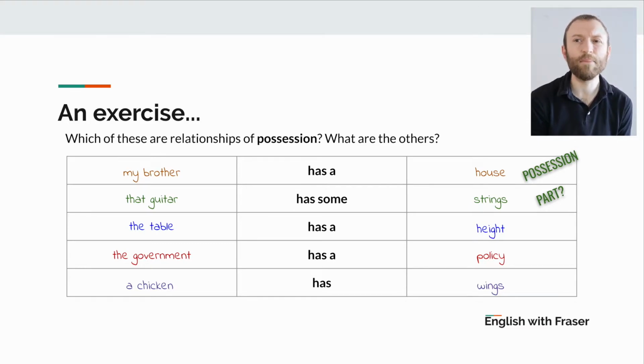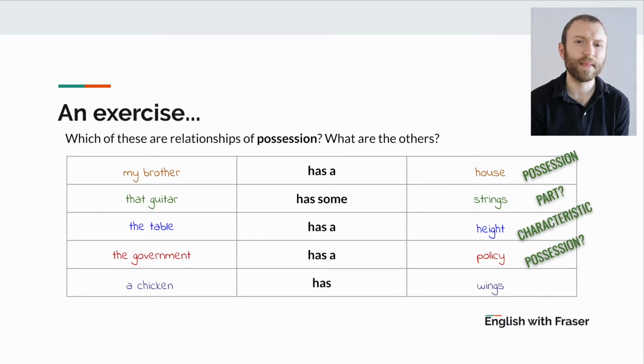The next one, the table has a height. That's not a possession or a part. The height is not a part of the table, but it is a characteristic of the table. The government has a policy. Is the policy a possession of the government? Maybe in some sense it is, but clearly not in the same way as my brother has a house is a relationship of possession. And the chicken has wings. Well, no, clearly here we're talking about the wings being a part of the chicken. Okay.